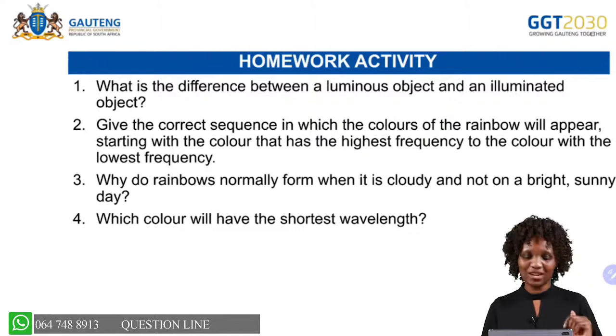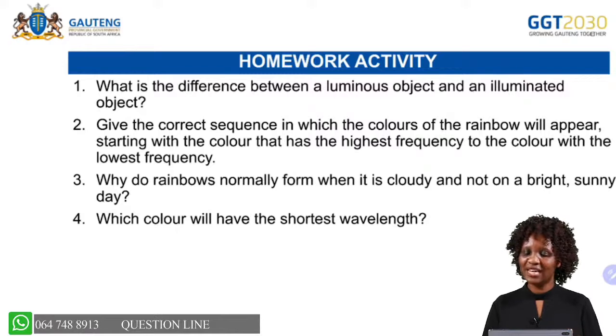Why do rainbows normally form when it is cloudy and not on a bright sunny day? And the last one says, which color will have the shortest wavelength? Make sure you answer those questions at home.